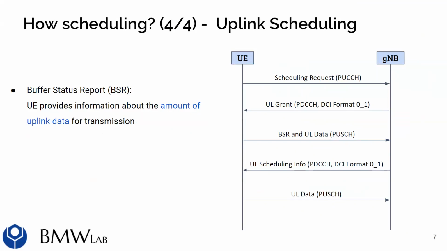And what is BSR? BSR means buffer status report, and the UE can provide information about the amount of uplink data for transmission. It is similar to the BO for the downlink scheduling. Then the gNB can read the buffer status report from the UE and send the uplink scheduling info through the DCI to the UE, and the UE can know where and when it can put the resource, and then the UE can transmit the uplink data. This is for the uplink scheduling.